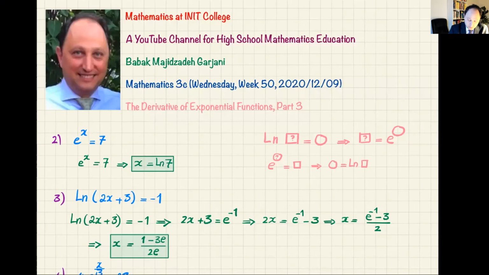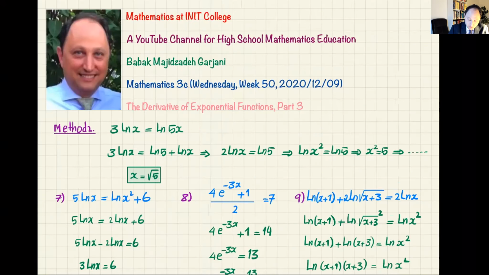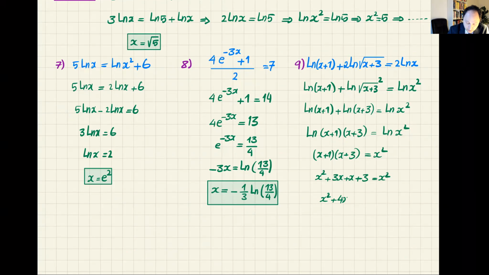So do you remember what I told you here? If ln of a number is equal to ln of another number, then you can conclude that the numbers are equal. So this is happening here. The ln of one number is equal to ln of the other number. So I can conclude that x plus 1 times x plus 3 is actually x squared. And then this is a normal equation. So I expand it. It becomes x squared plus 3x plus x plus 3. On the right-hand side, I will have x squared. If I collect the terms, it becomes x squared plus 4x plus 3 is equal to x squared.